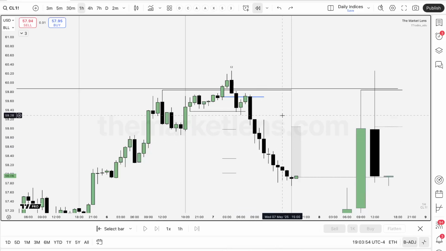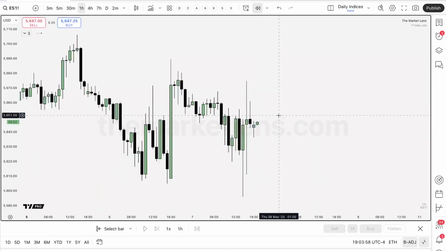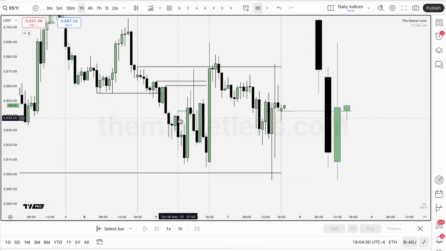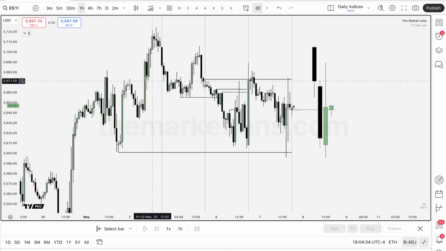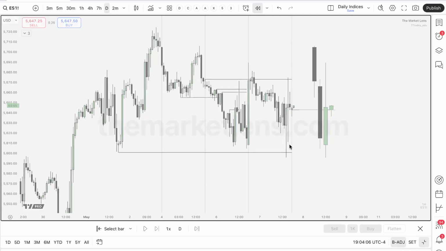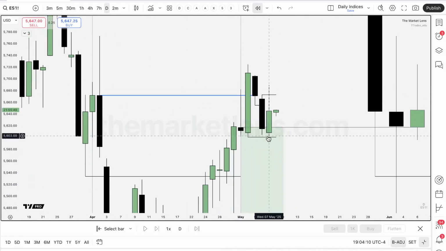But other than that, let's go into indices. I didn't really know what was going on in indices, but when we talked about it yesterday, I was favoring the downside just because on ES, right, what did we have? We hit previous day high, and then we were leaving this previous day low, right? So we did get that.